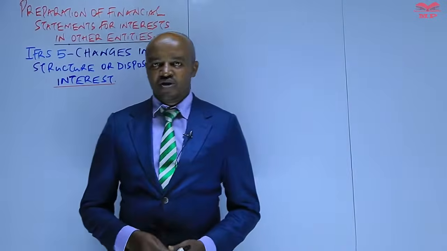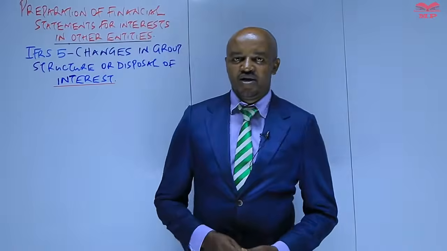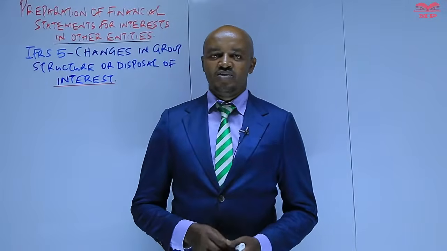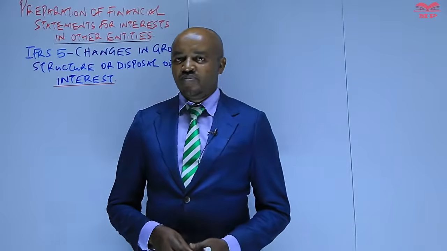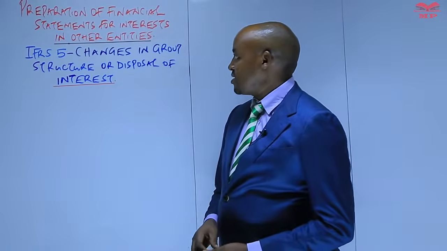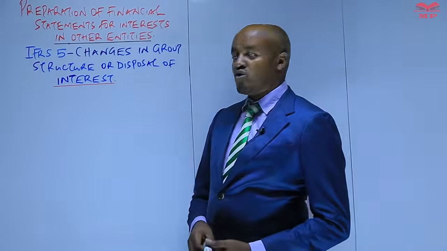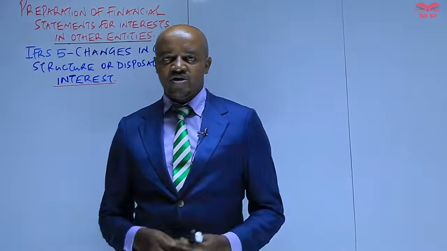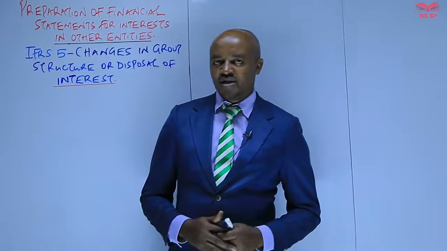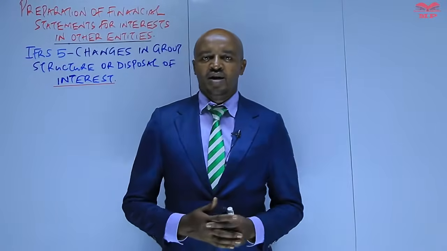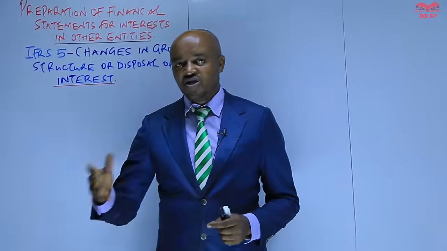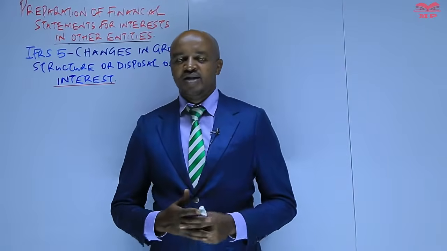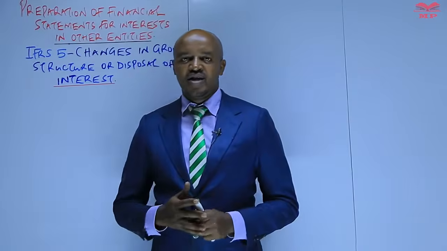We are still continuing with the topic of group accounts, and in this session, I want us to look at another concept of group accounts, and the concept is changes in group structure or disposal of interest. So when we talk about the disposal of interest, or basically changes in group structure, this is whereby the parent company will sell all the shares held in a subsidiary, or basically sell part of the shares and retain some of the shares held in such a subsidiary.